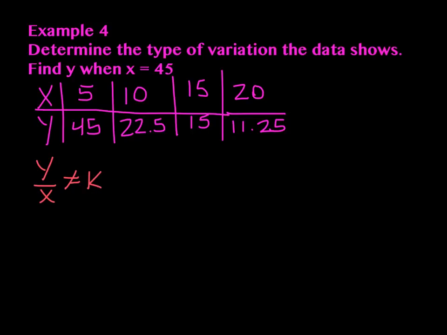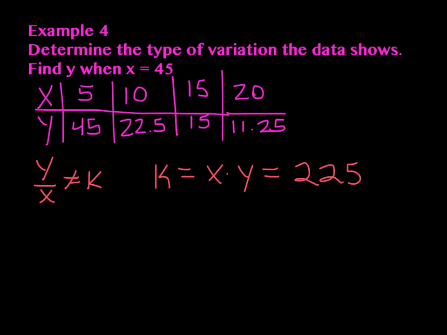Now let's try y times x. 5 times 45 gives us 225. 10 times 22.5 gives us 225. 15 times 15 is 225. 20 times 11.25 is 225. So our k is our x times y, which is 225.